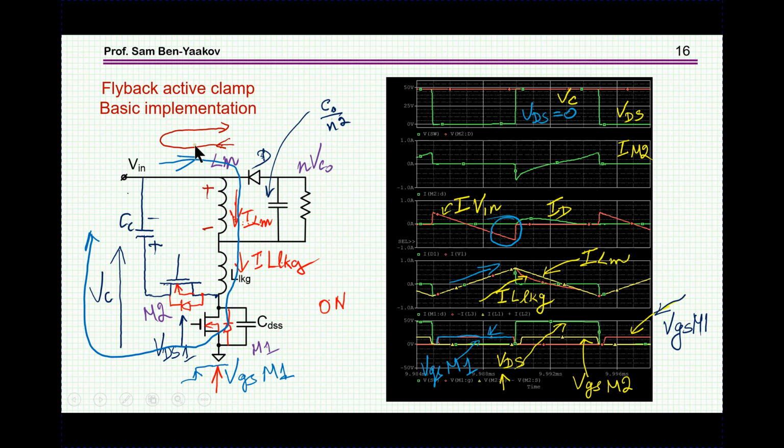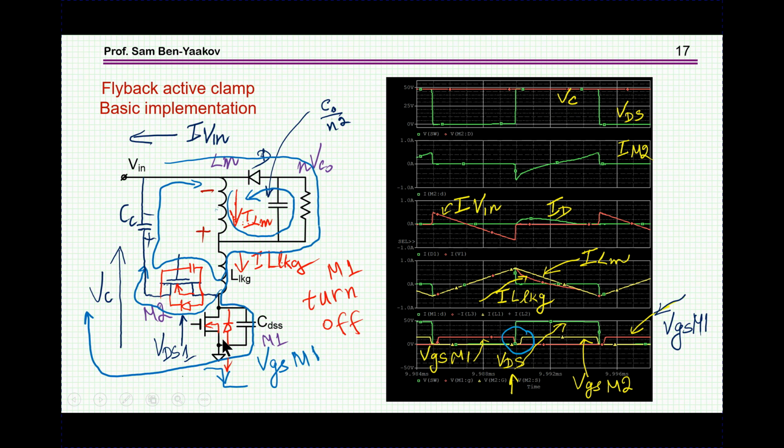We have current through the inductance, current through the leakage, current through the transistor. This is the charging of the inductance. This is the on time. Okay, and we are somewhere here with this voltage of the gate. Next, we turn off the main transistor. Here it is, we turn it off. The red one goes down.